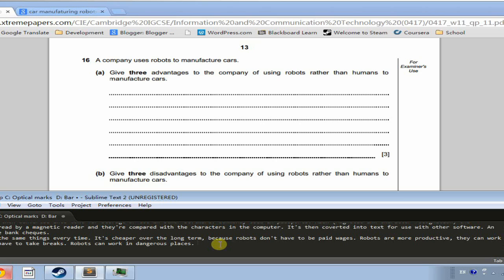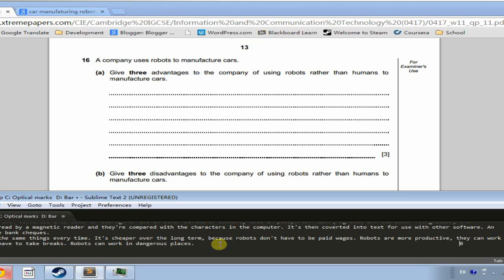And other ones, yeah, you could say something about industrial disputes with humans and things. Again, I would say working in dangerous places and industrial disputes in this case is a bit weaker because robots can be the cause of industrial disputes in some cases. So, okay, but they are possible answers. I'd say stick to these other ones first before you go down that road. Okay, so let's have a look at B then.